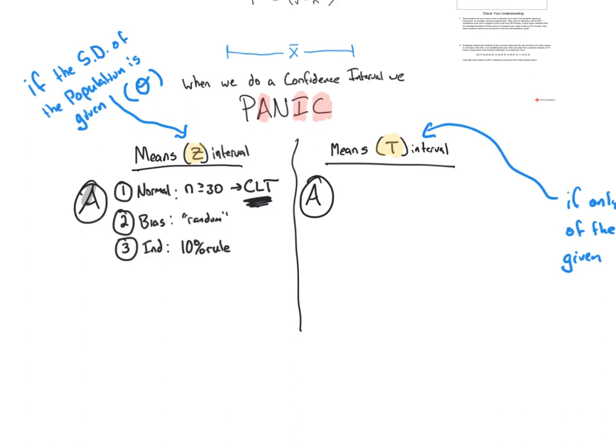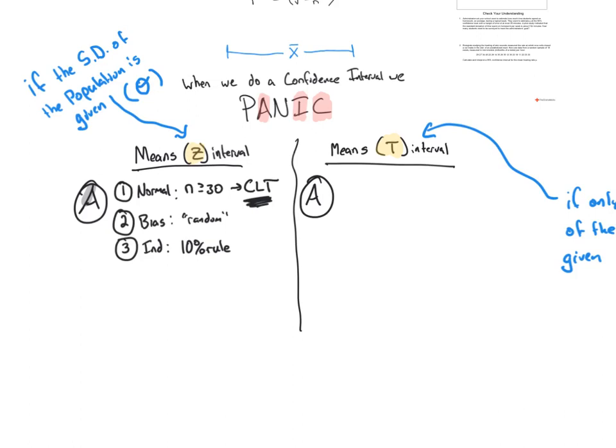So it's a means problem. They're giving me a standard deviation. You need to check where that standard deviation came from. Did it come from the population? Then do a z interval. Or did the standard deviation come from the sample? Then do a t interval.